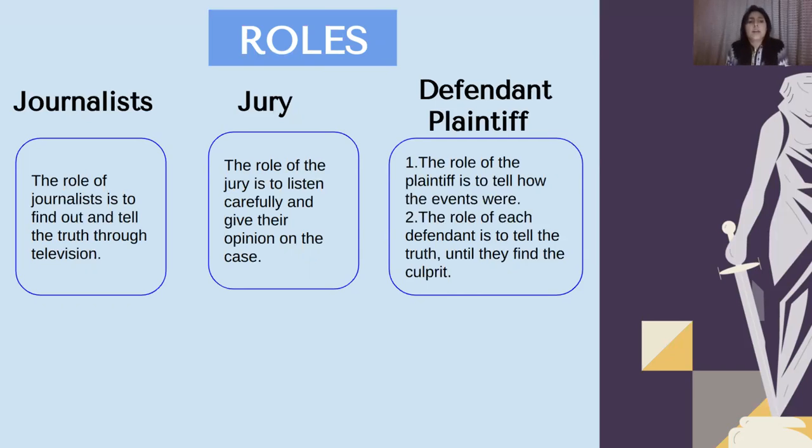The role of the jury is to listen carefully and give their opinion on the case. And the last roles: the first is the role of the plaintiff, to tell how the events were, and the role of each defendant is to tell the truth until they find the culprit.